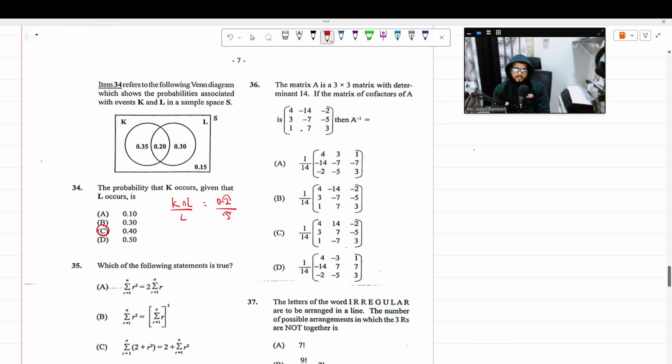4 minus 14 minus 2, right? 3 minus 7 minus 5, right? 1, 7, 3. Now, I want to say that something happened in the scan and they left out a minus 7 there. I want to say that. Alright, so I will put the answer for this as A.